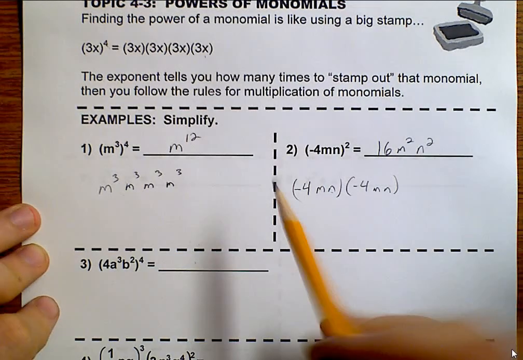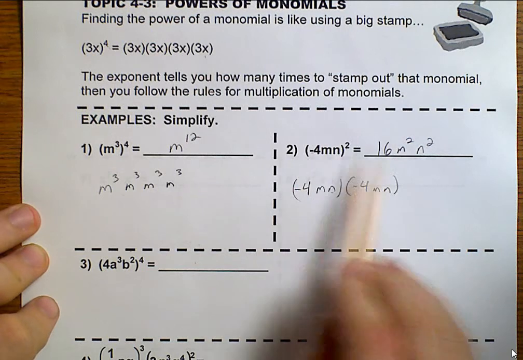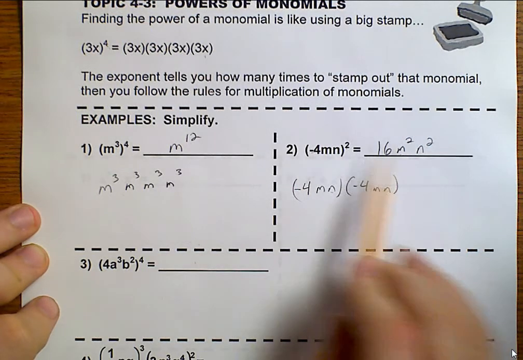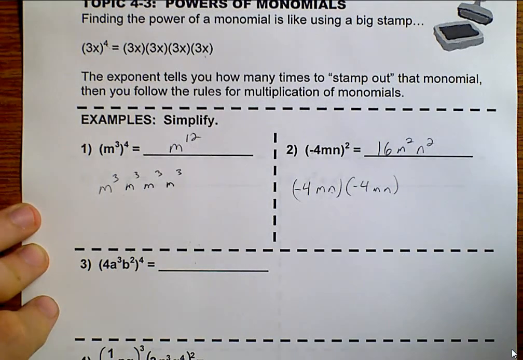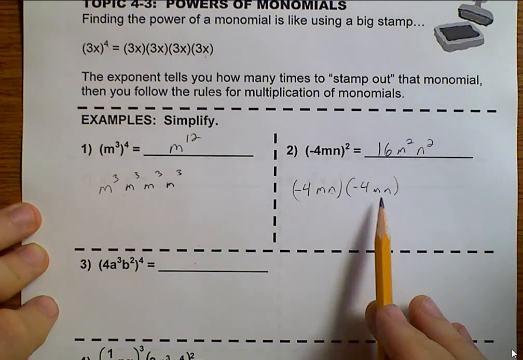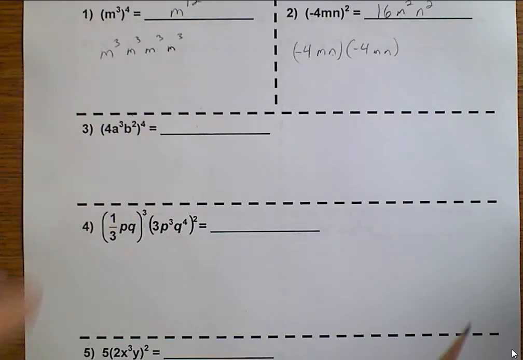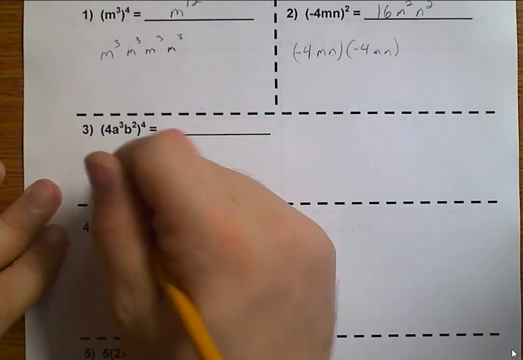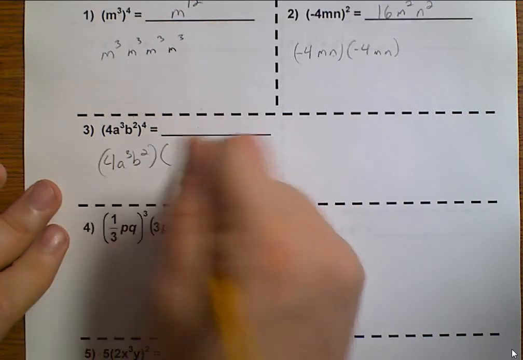Essentially what we're doing is negative 4 squared is 16, m squared is m squared, and n squared is n squared. So you can see them as stamped out, or hopefully you're noticing the pattern and can do the shortcut. Let's go and stamp them out one last time. 4a to the third b squared, and we'll need that 4 times.